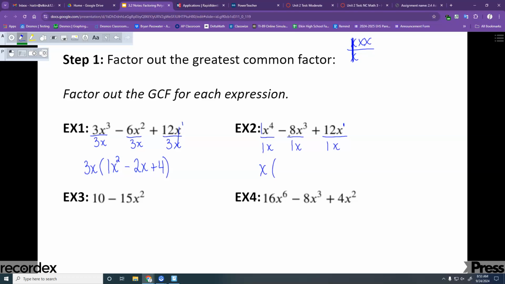If I had 4 x's and took 1 away, that means there's 3 left here. 8 divided by 1 is just 8. It stays the same. I had 3 x's. I took 1 away. I'll have x squared. And then here, 12 divided by 1 is just 12. Stays the same. I had 1x. I took it away, so I've got no x's left.